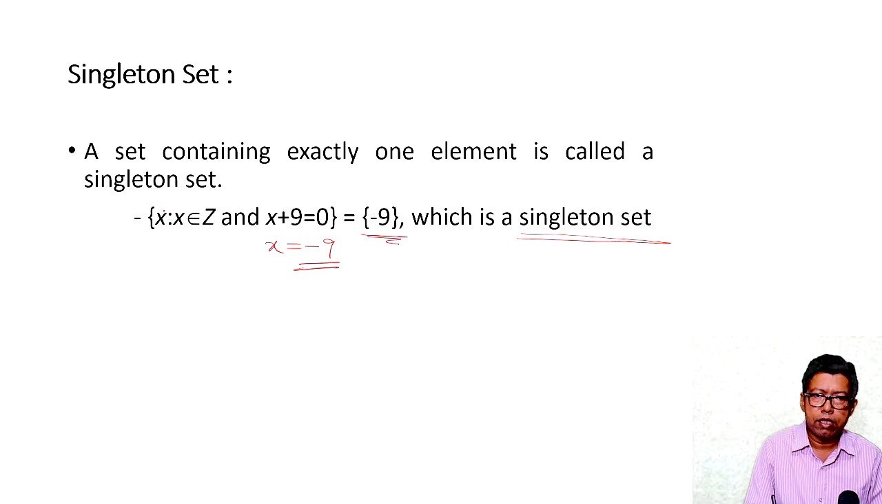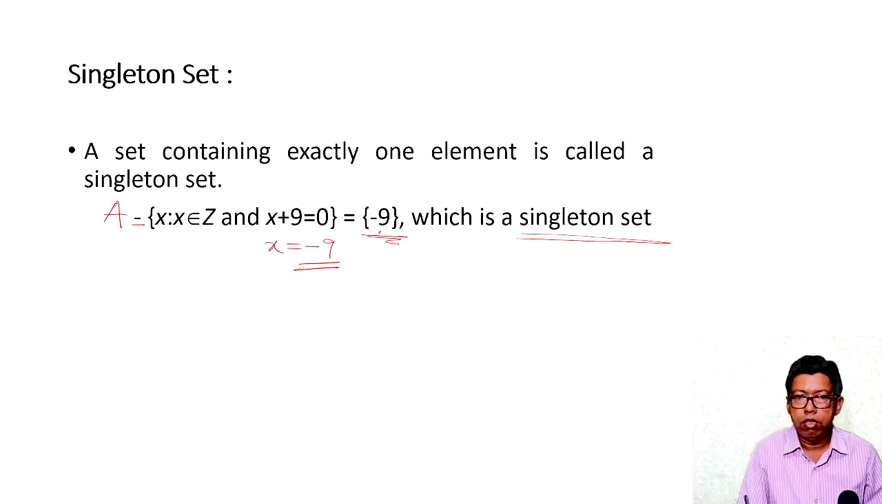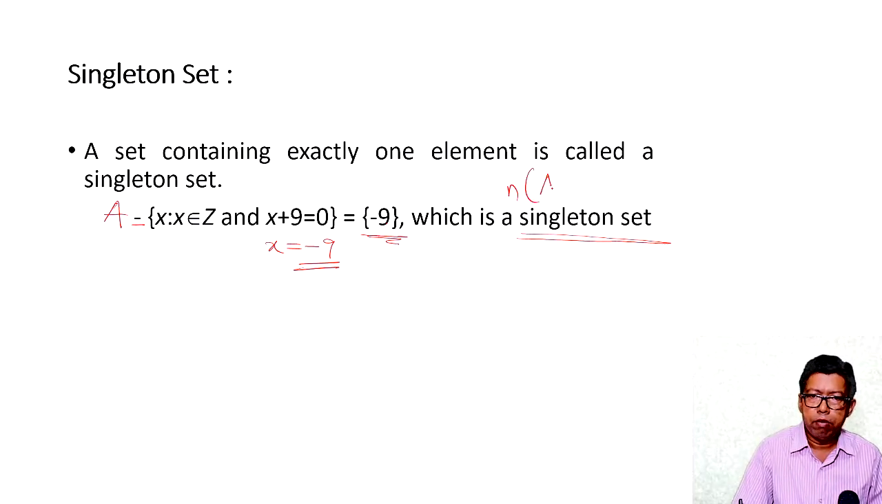Suppose this is the set A, and A is equal to the set of x such that x belongs to Z and x plus 9 is equal to 0, and it is containing minus 9, and you know the cardinality of the set A is equal to only 1, because the set contains only one element. The element is minus 9.